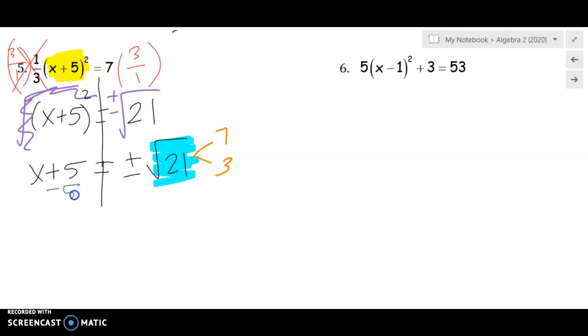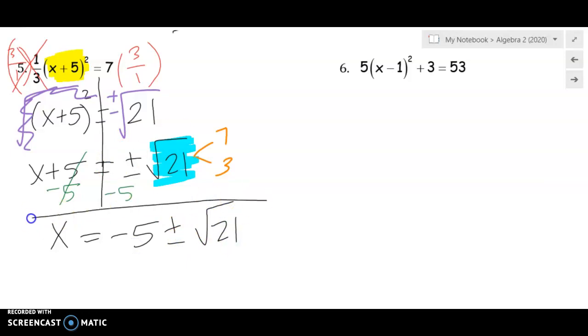So actually the only thing I could do here is move this 5 by subtracting it to the other side. So I'm going to have x equals negative 5, then the plus or minus, and then the square root of 21. Again, it's not like I didn't try to simplify that, I just couldn't. So that's as low as I can go.